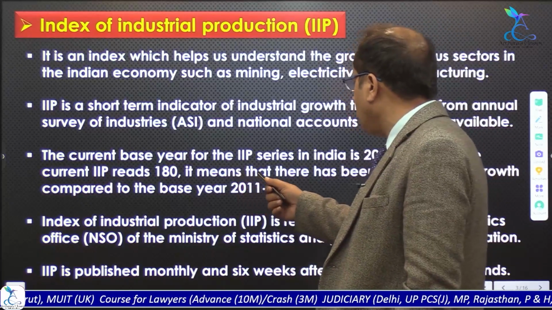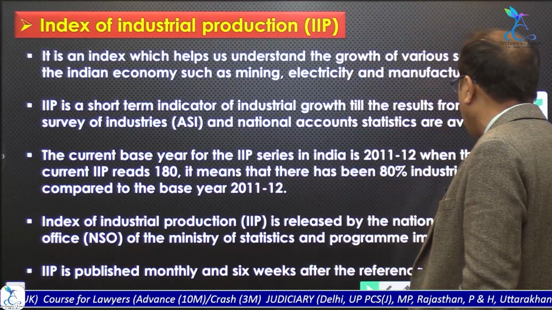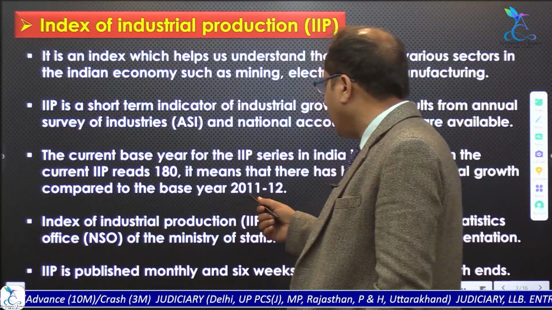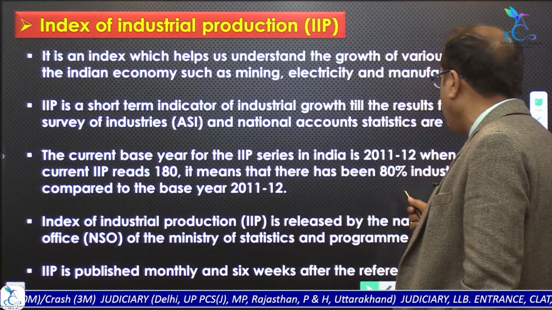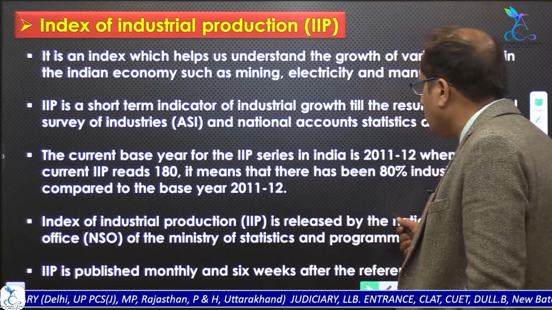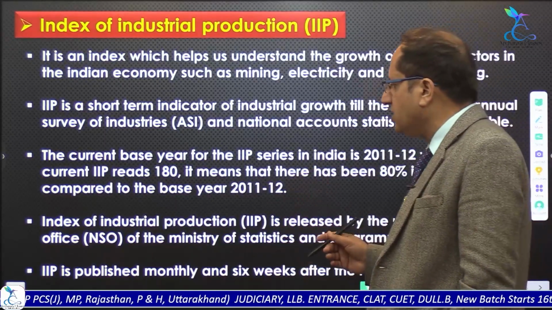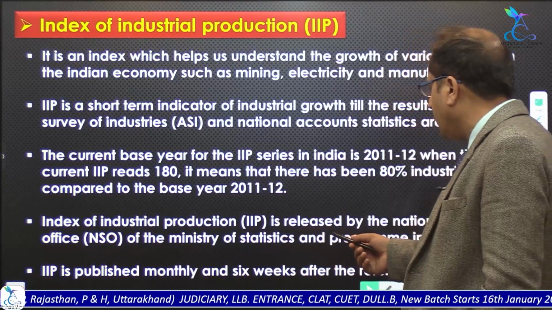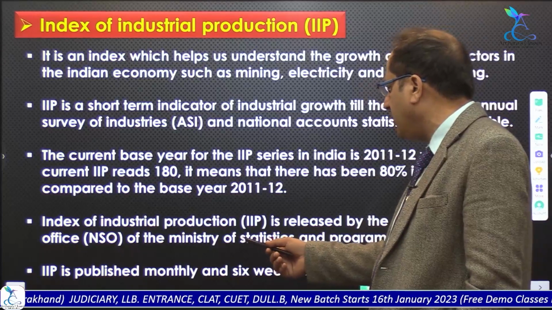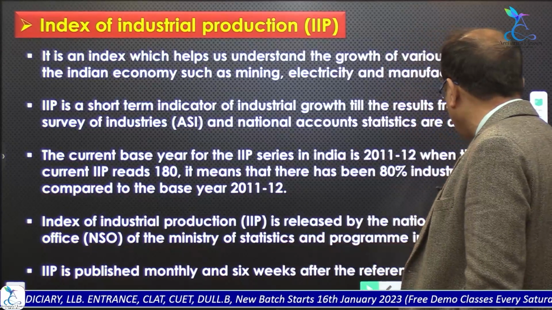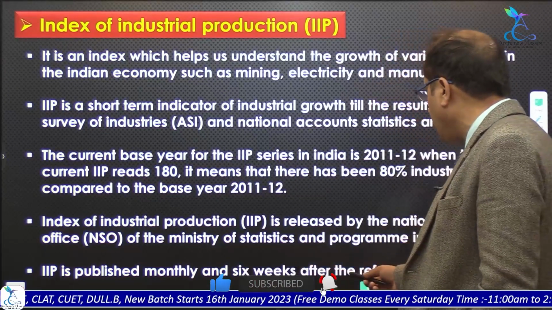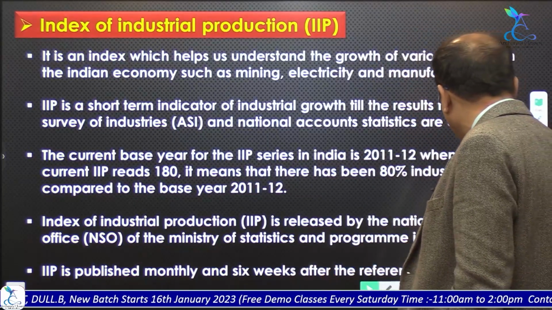The current base year of the IIP series in India is 2011-12. When the current IIP reads 180, it means that there has been 80% industrial growth compared to the base year 2011-12. ये तो बेस ईयर से इसको हम कंपेयर करेंगे। Index of Industrial Production (IIP) is released by the National Statistics Office (NSO) of the Ministry of Statistics and Programme Implementation. IIP is published monthly, six weeks after the reference month ends.